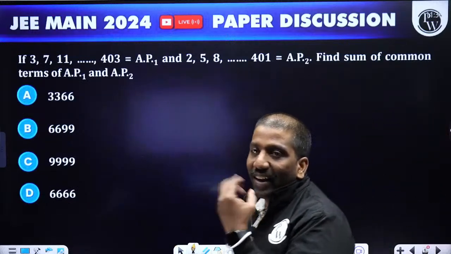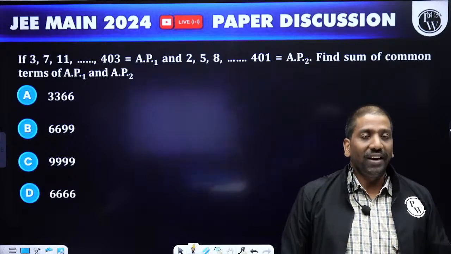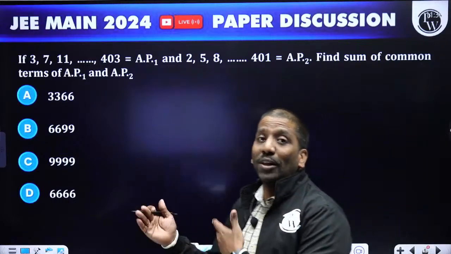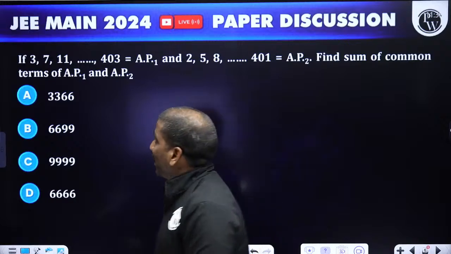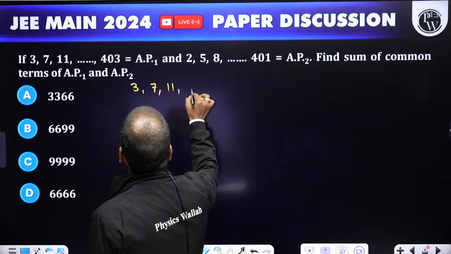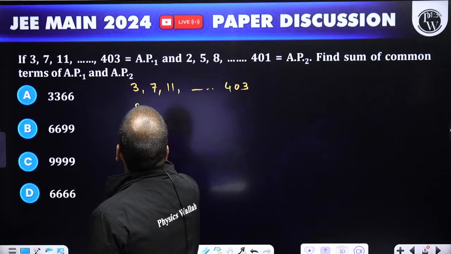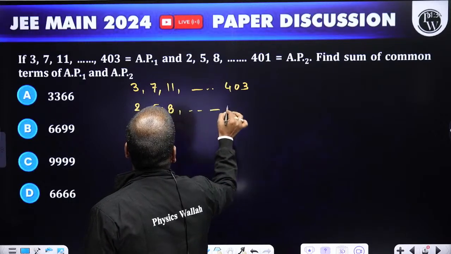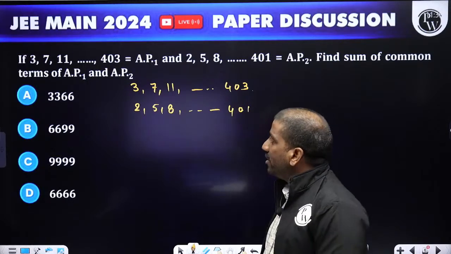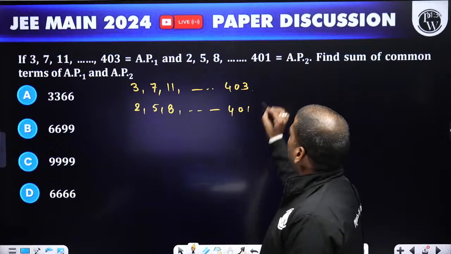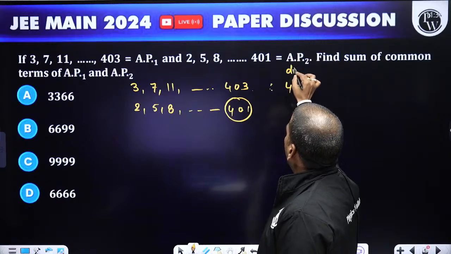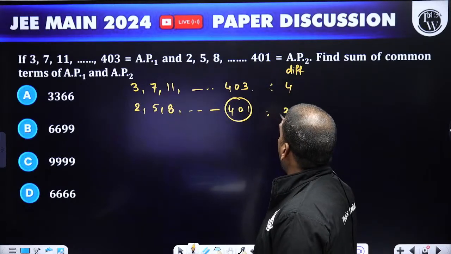Next, again we are getting many questions, many times, right? In these 10 sessions, many times we got a question like this, the sum of common terms of two arithmetic progressions, right? So the simple thing is 3, 7, 11 and so on, and 2, 5, 8 and so on, up to 400. Just we need to check the last number. Okay, around 400. So what is the common difference here? Common difference 4 here, and in this case common difference is 3.